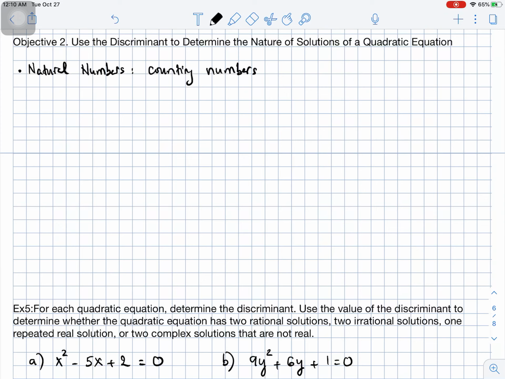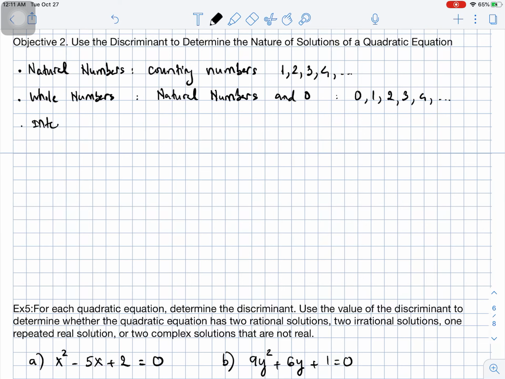We have different kinds of numbers. So let's learn the name for each kind. First of all, natural numbers. The definition of natural numbers is counting numbers. If I ask you to count, you will begin from 1, 2, 3, 4, and 5, right? So counting numbers start from 1.